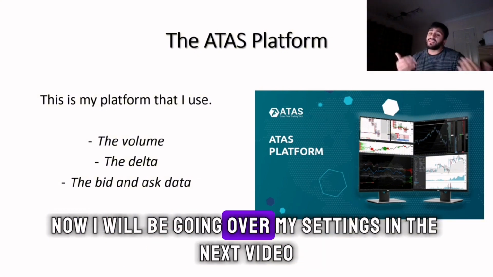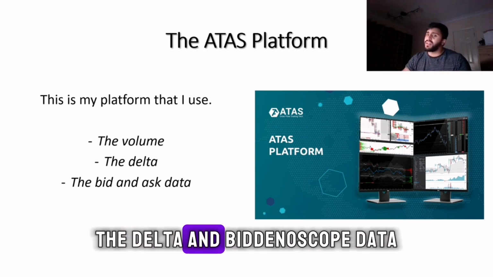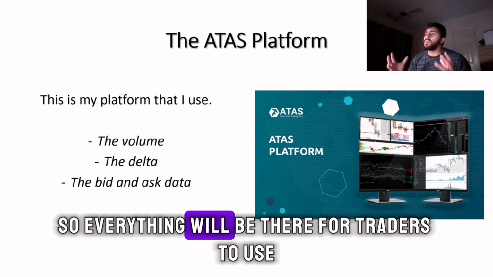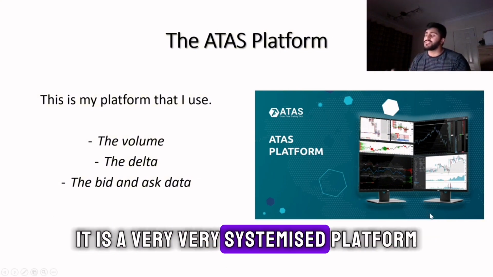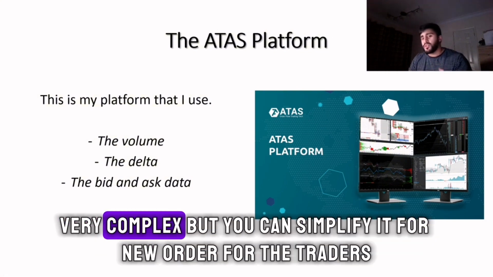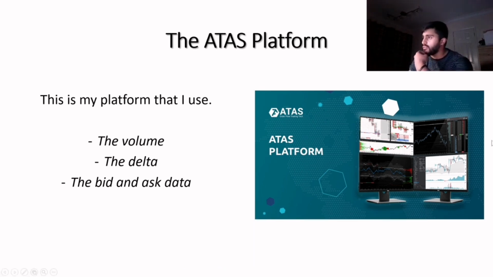Now, I will be going over my settings in the next video, but for now, I use the ATAS platform, and you have access to the volume, the delta, and bid and ask data. So everything will be there for traders to use. It is a very systemized platform, very complex, but you can simplify it for new order flow traders, right? So I use the ATAS platform to trade on, right?